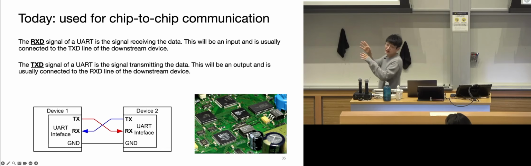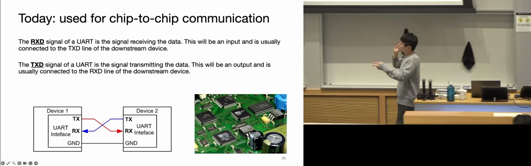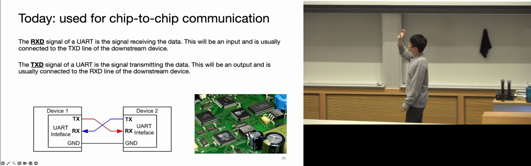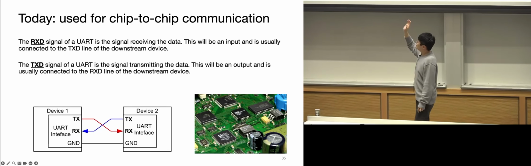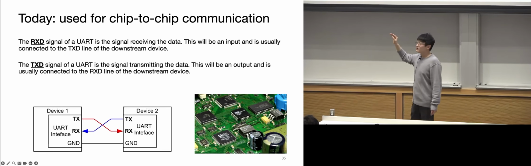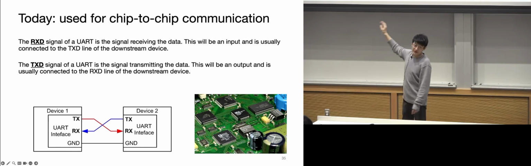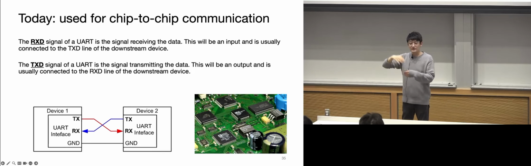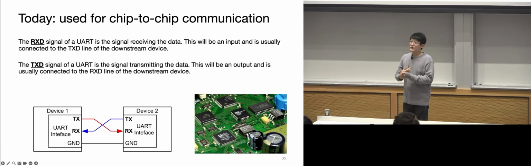And then we configure it the way that I think one of the classmates mentioned: just 3 wires, where device 1 and device 2 each have their own TX, RX. TX is the transmit, RX is the receiver, and the ground connects to each other so that you know what is the logic high and logic low.